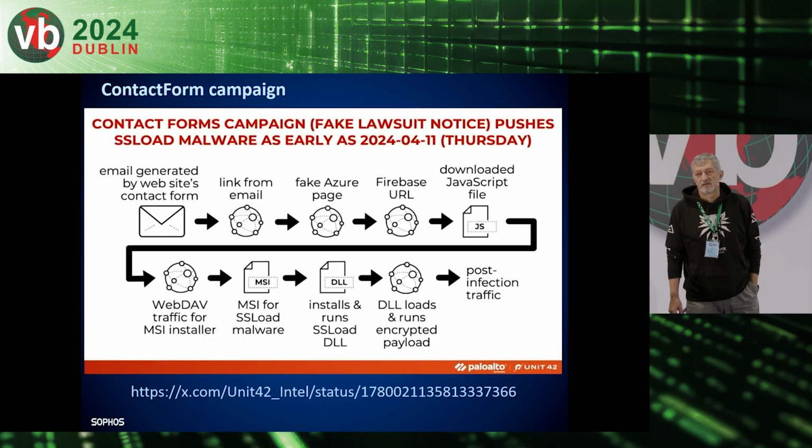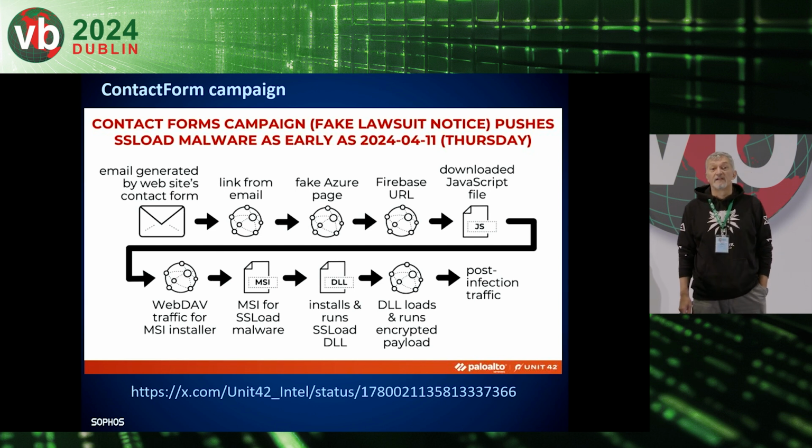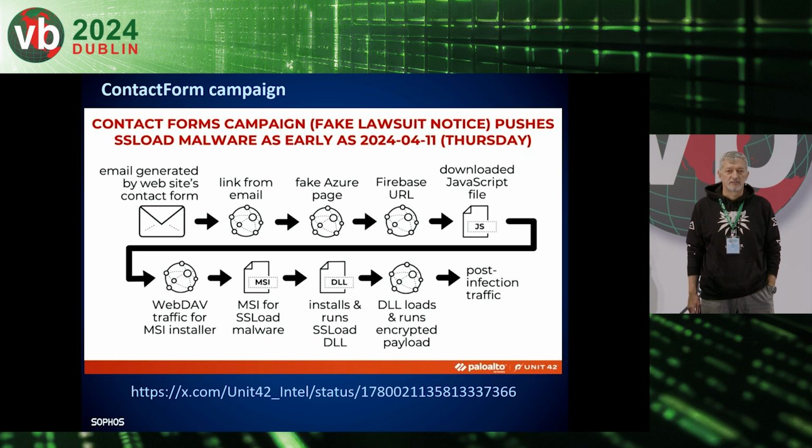Until at some point later, Unit 42 researchers from Palo Alto published information about the malware distribution campaign, where they found that contact forms from compromised sites were used to generate phishing emails that contained links. The links pointed to fake Azure websites. The fake Azure websites pointed to Google Firebase URLs, where the JavaScript downloaders were hosted. So from then on, we already understood the infection process. This is what completed our view of the entire process.